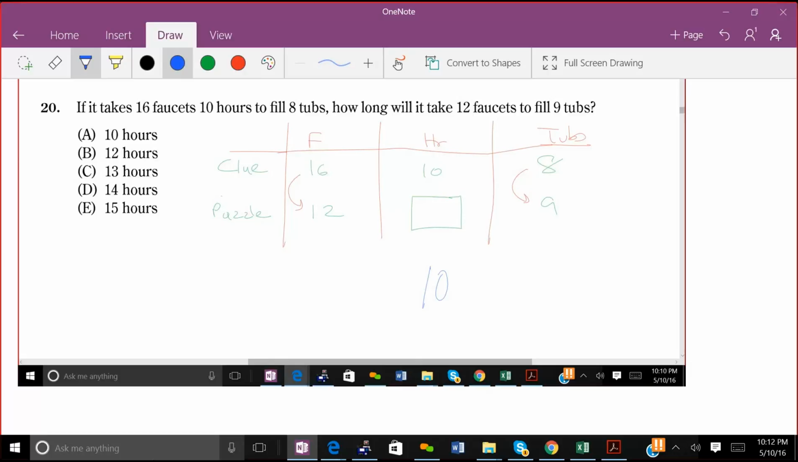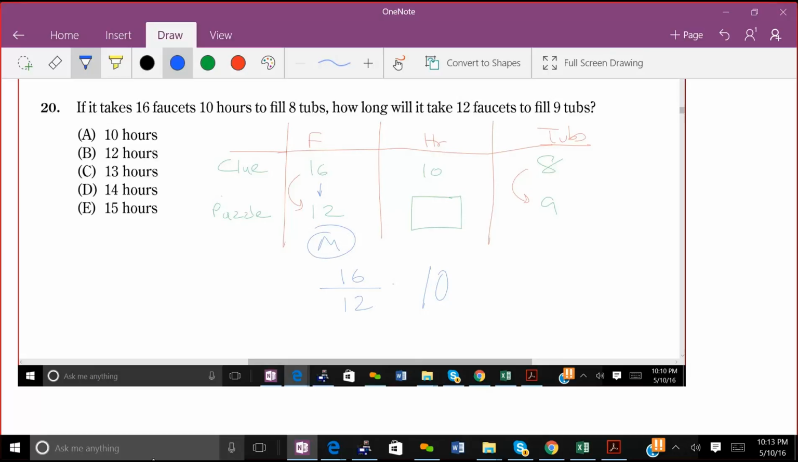Then you see something has changed. 16 has turned into 12. Because of this faucet change, are you going to need more hours or less hours? More hours because it's fewer faucets. So should you multiply by the ratio of 16 over 12 or 12 over 16? 16 over 12. Exactly. Even though 12 looks like the newer number, most students make that mistake and put the newer number. You see that there is an increase, so put the bigger number on top.